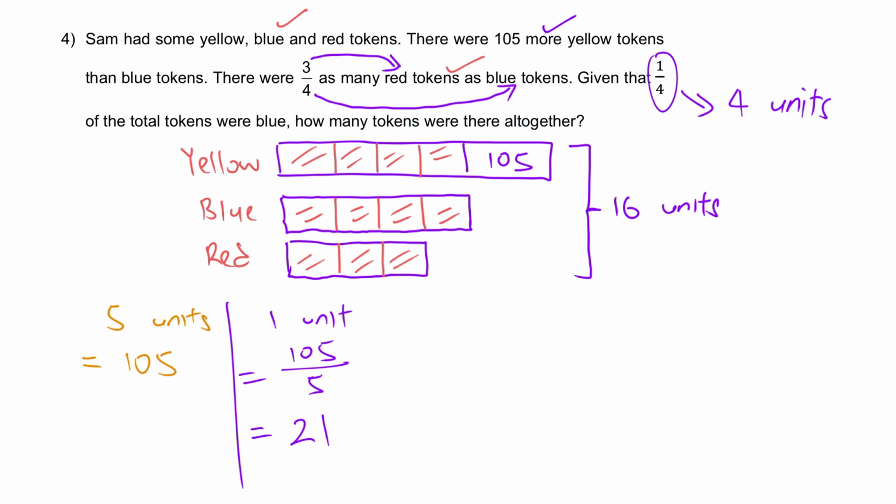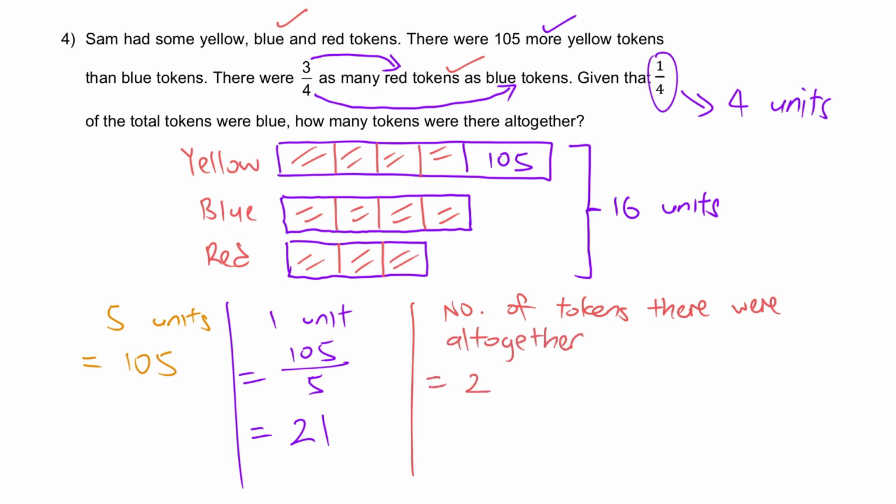How many tokens were there altogether? Well, we figure out there are 16 units, isn't it? Or you can find out what is 11 units, then you add 105. Both ways will get you the answer. Number of tokens there were altogether: 21 for 1 unit, and we multiply by 16 to find out what is everything. So this is 20 times 16, that will be 320. 320 plus 16, 336.